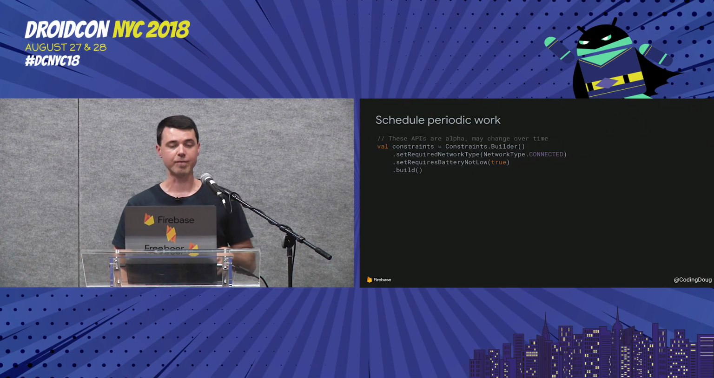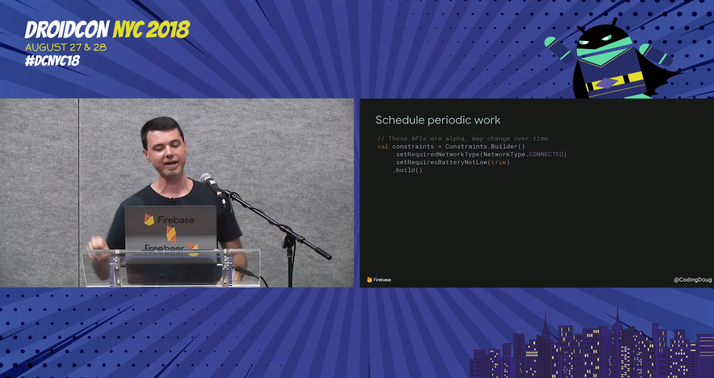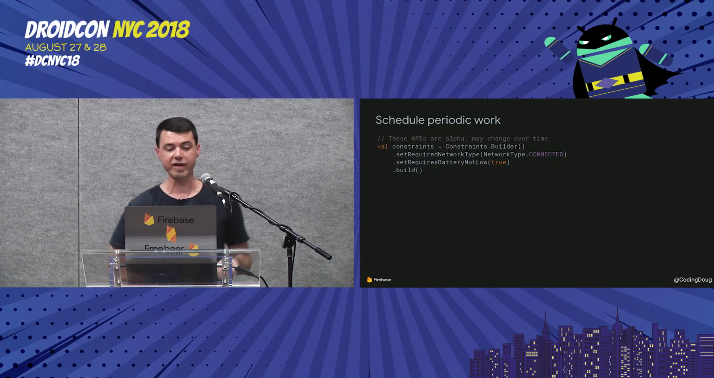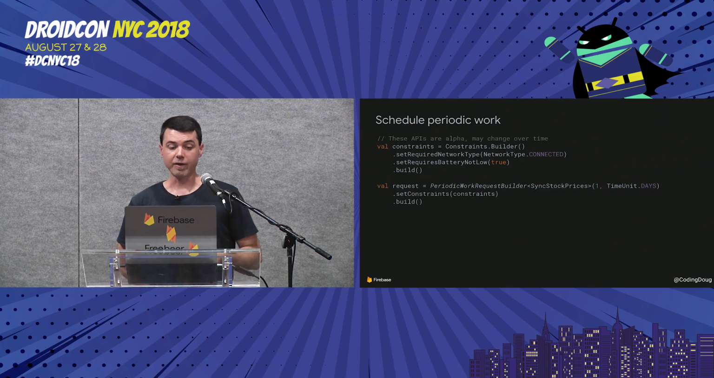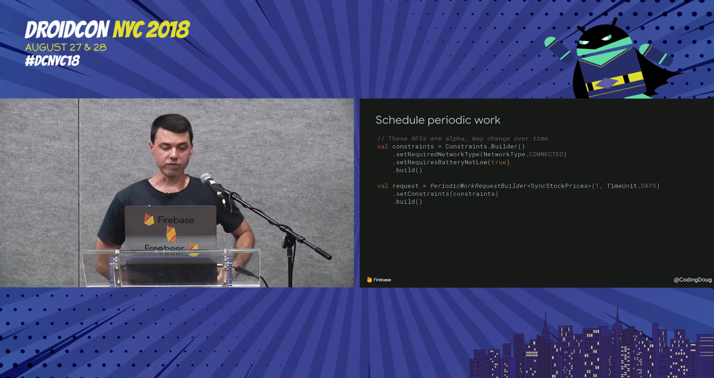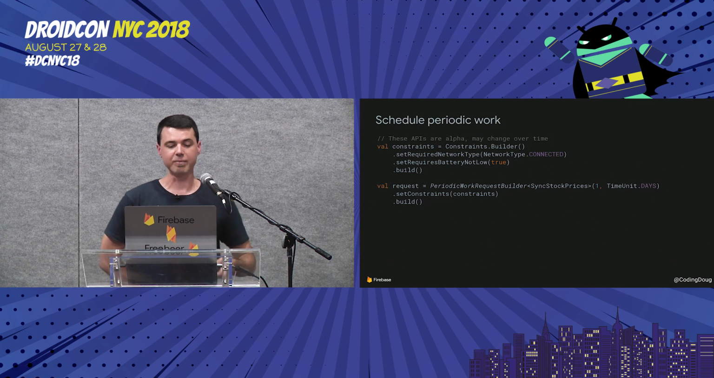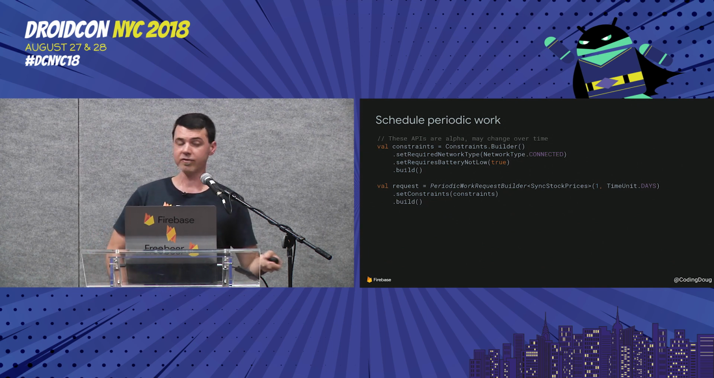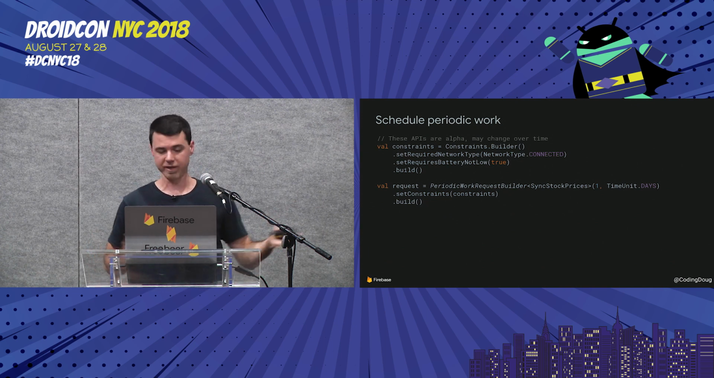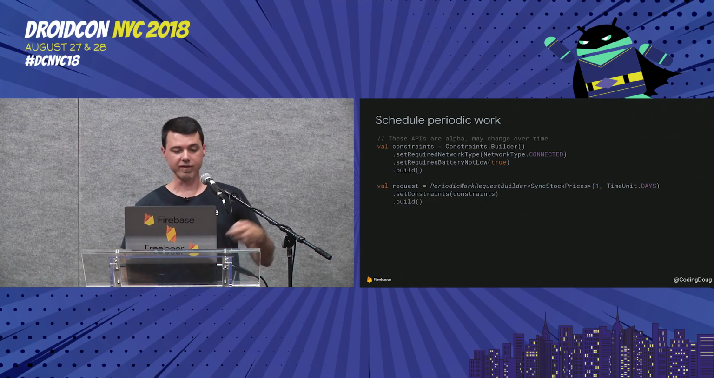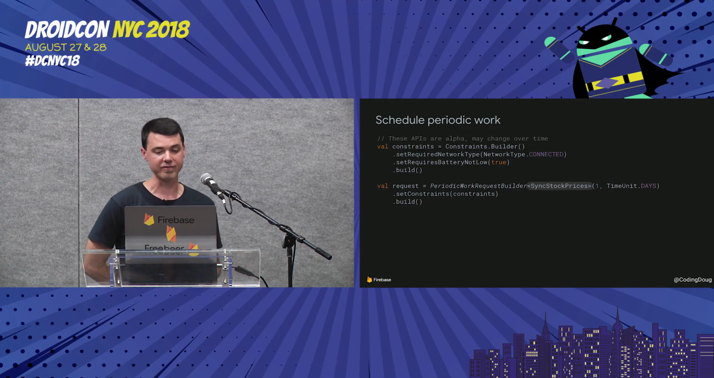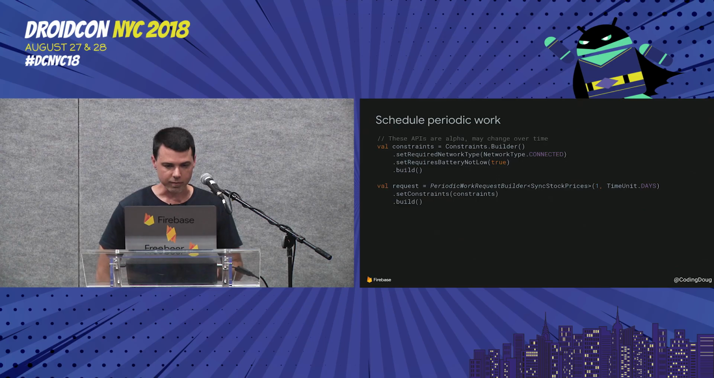So let's take that first example where you want to schedule periodic work. Let's say we're going to ping Firestore and say, hey, give me the latest updates. What you can do is create a constraints object and tell it, I need to be connected to the network and I need decent battery. I'm not going to be a jerk to my users and make them waste battery just for stock updates. The other thing we're going to do is create a periodic work request builder. This lets me determine how often I want to do this. Right now I'm saying every day. It can be whatever you want. And I'm going to tell it the constraints for the job.